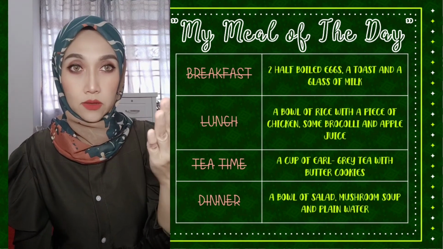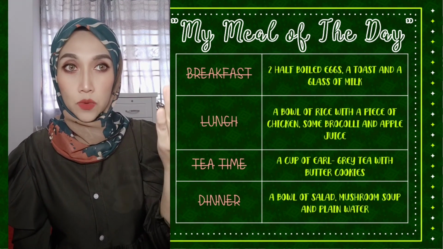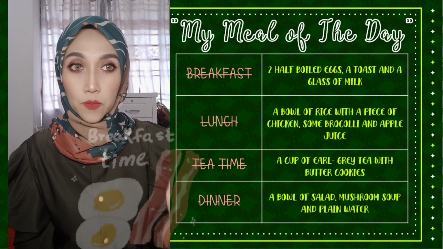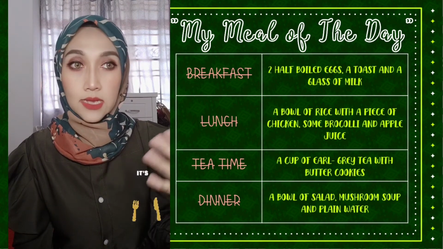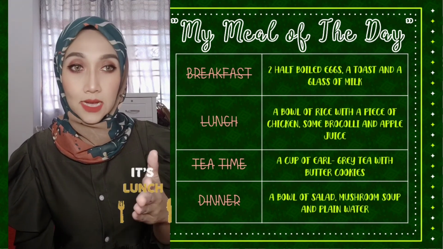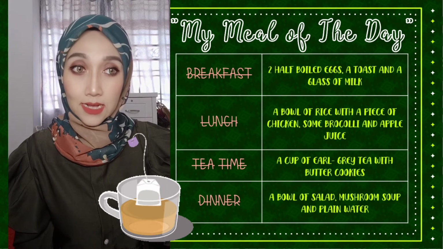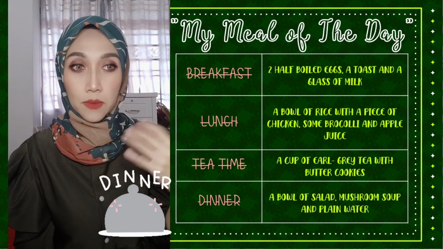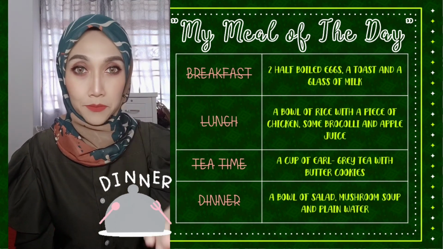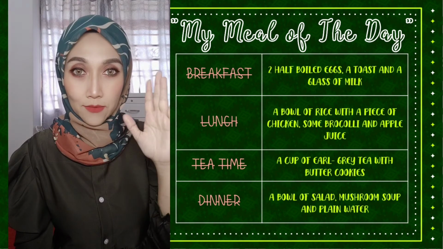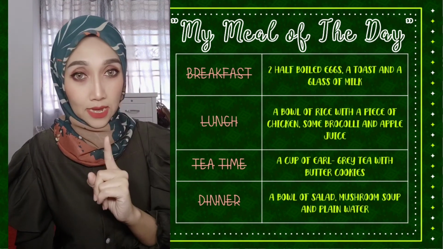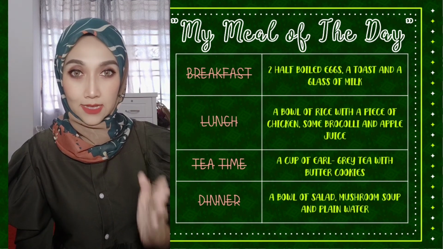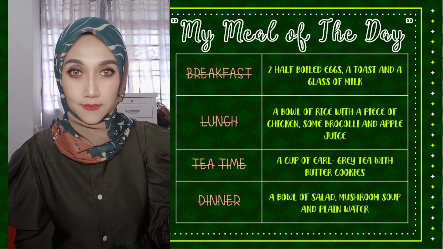I need you to write the breakfast, like the example I give: 2 half-boiled eggs, a toast, and a glass of milk. For lunch, I took a bowl of rice with a piece of chicken, some broccoli, and apple juice. Tea time, a cup of Earl Grey tea with butter cookies. And dinner, a bowl of salad, mushroom soup, and plain water. Okay, make your list. I need you to write what you had for only one day, a one day meal plan. Breakfast until dinner. So these are the examples.